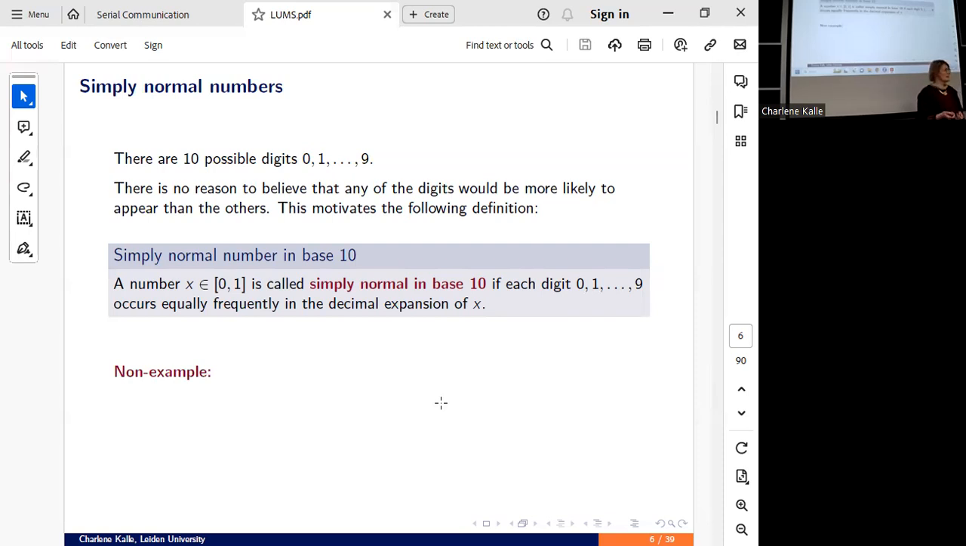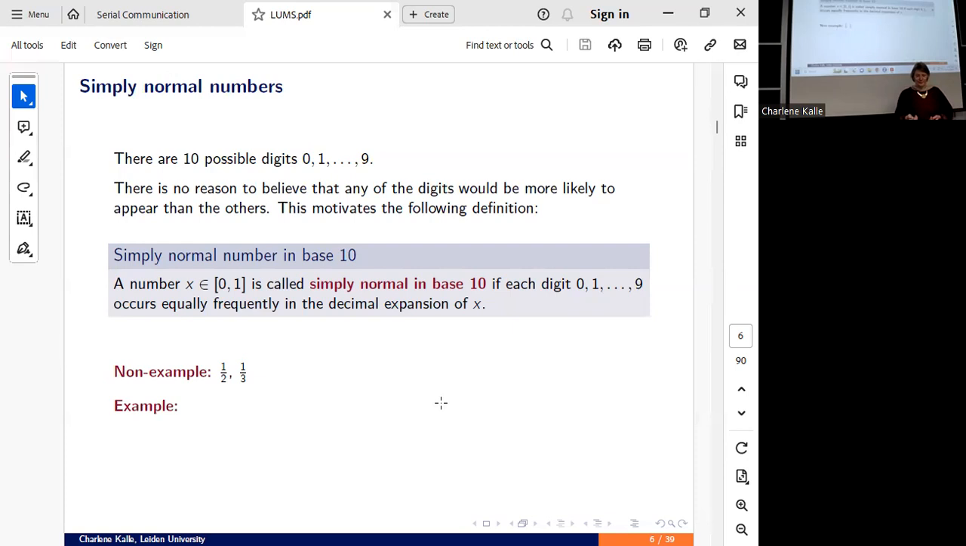Well, we've already seen some non-examples of this. So can anyone name one number that is not simply normal in base 10? Something that does not satisfy this condition. Yeah, exactly. You keep coming up with 1/9. So this is a favorite number. So 1/9 only has the digit 1. So the digit 1 will appear with frequency 1, and all the other digits will appear with frequency 0. So it's not normal. We saw already 2 examples on the previous slide as well, a half and 1/3.